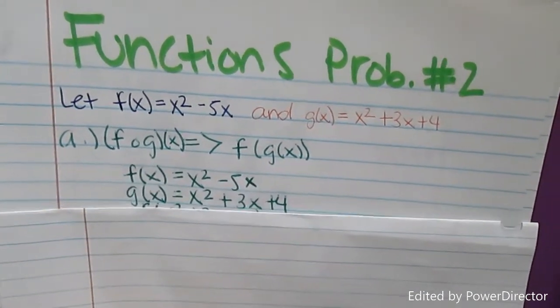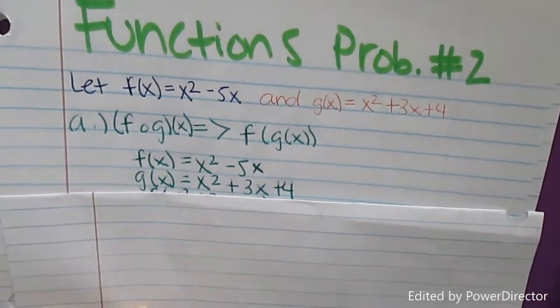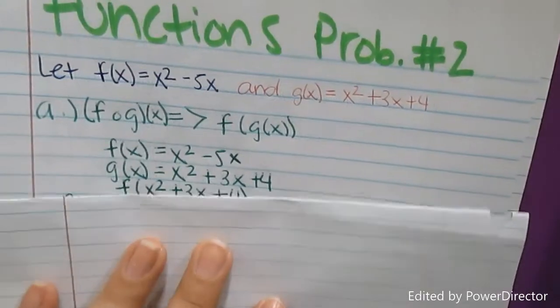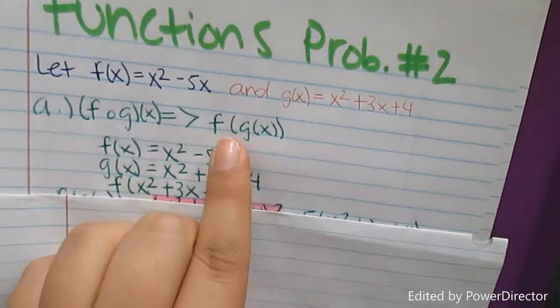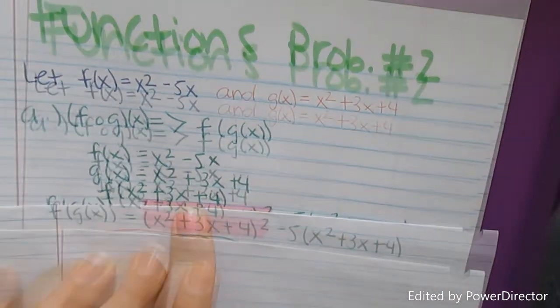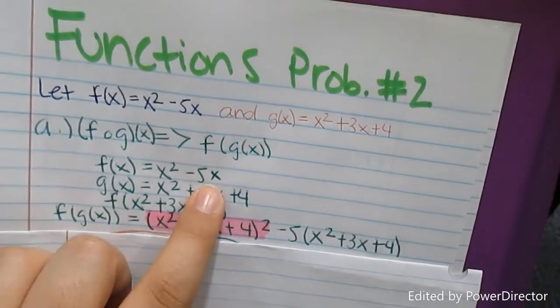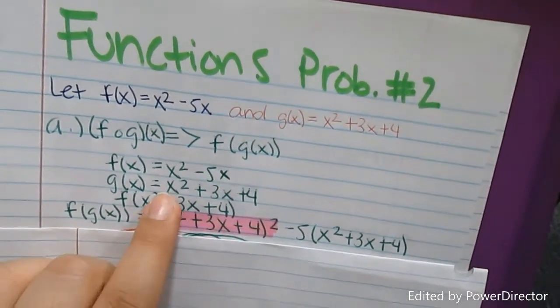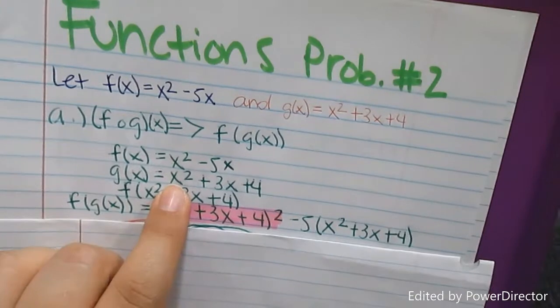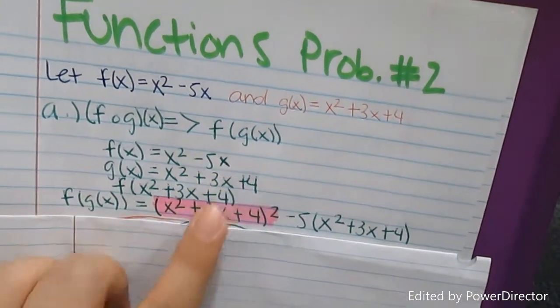So what you want to do is write out both equations so that you're able to look at them one on top of the other. And then you want to try and write this into an equation form. In place of every x in the f of x equation, you want to write the g of x equation in each of those x's.